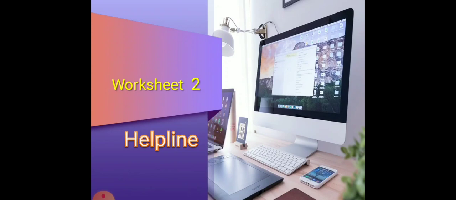In worksheet 2, you have to complete a table where you write the basic computing element through the generations, their inventors and their invention year. If you are facing some problem, that's why I have made this helpline. You can take information from this also.